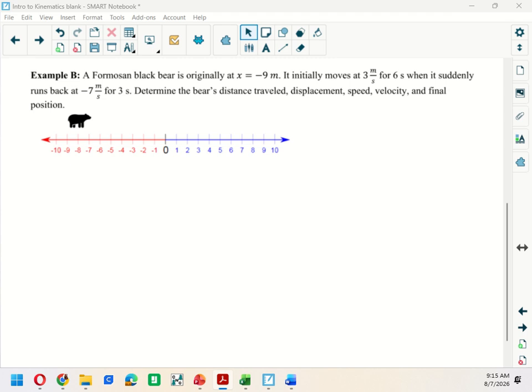Okay. So, we said speed is the absolute value of velocity. All right, let's look. For velocity 1, what is my speed? 3 meters per second. Okay. On velocity 2, what is my speed? 7 meters per second. Because it is always, thank you, it's always positive.